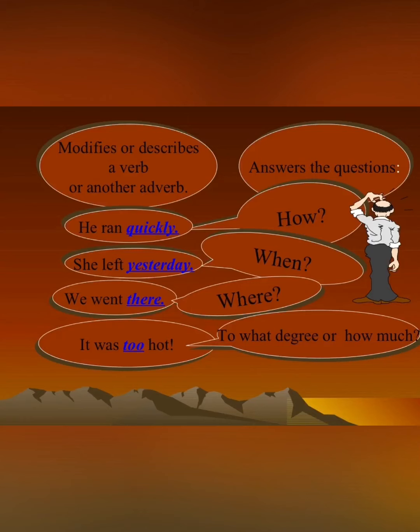It basically answers the question. Like, firstly, let's see the example of how. He ran quickly. How did he run? He ran quickly. She left yesterday. When did she leave? She left yesterday. We went there. Where did you go? We went there. To what degree or how much? It was too hot. How hot was it? It was too hot. Or you can say it was too humid. These are the examples to help you get a clear idea of what an adverb is.